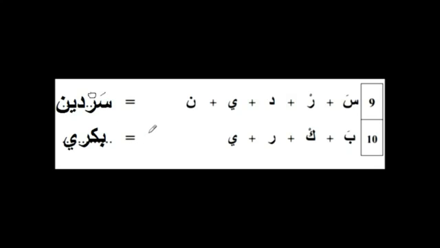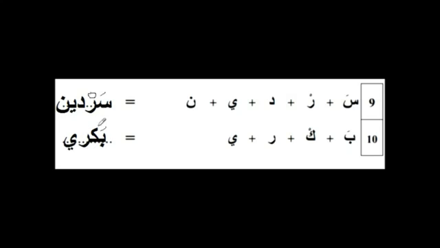The next word, bekri. Bekri is a name. The ba in its connected form, followed by, what's this letter? The kaf. So we put the ba with the fatha, followed by the kaf, followed by the ra.